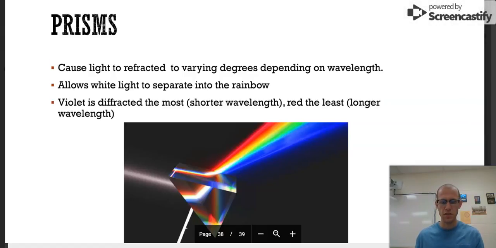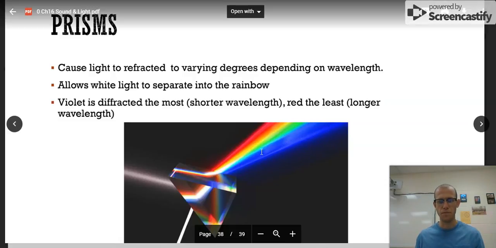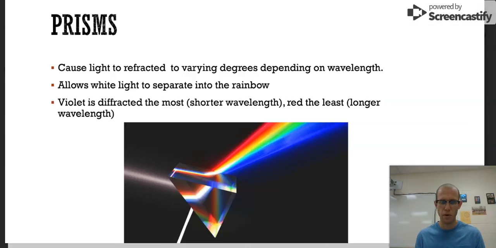So you can see it in this image. Light goes in, it gets refracted, changes direction. And if we look at it, the blue light is the one that's reflected most. The red refracted least. I think I said reflected. I meant to say refracted. So prisms allow white light to separate into the visible light spectrum, which is the rainbow, with violet being diffracted the most and red, which is the longest wavelength, being diffracted the least amount.